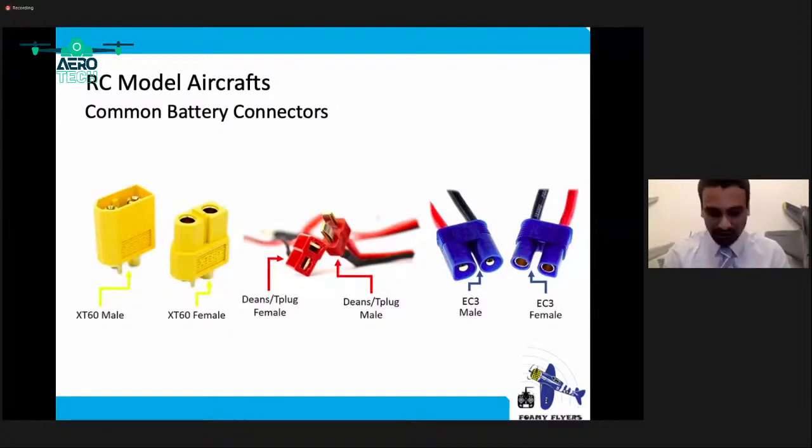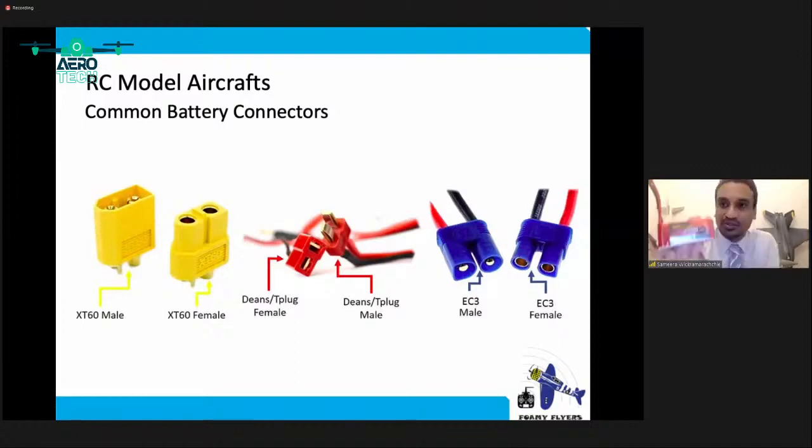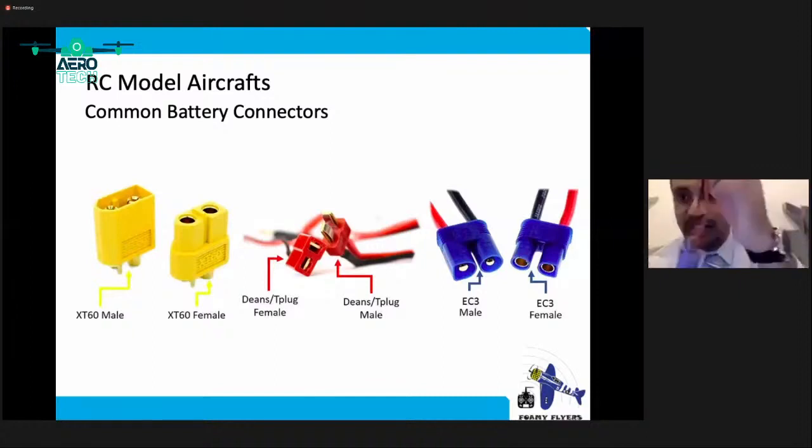So for example, this is a battery which is rated at 1500 milliamps. This is a 3-cell battery. You can see the cells here, 3 of them. And you have this balance charging port here. This is what you use to balance charge the 3 cells. So basically it will charge the cells individually and then they will be balanced out as well. And then this connector is the discharge connector. You have it on a Deans plug or a T-plug connector. So if you have your ESC connected, you can basically connect it straight away, right?